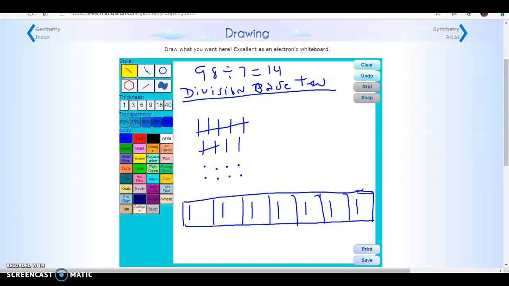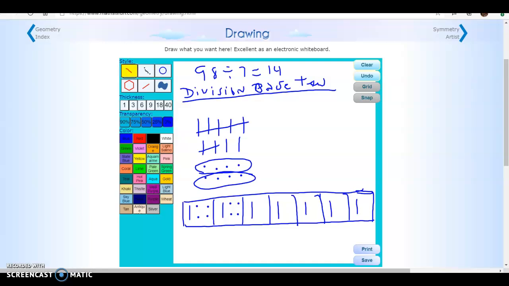So as you can see here, I have a set of 4s here I can put in this first box. Okay, that's going to be 1, 2, 3, 4. Then I have a second set of 4s, and I'll put that in the second box. 1, 2, 3, 4.